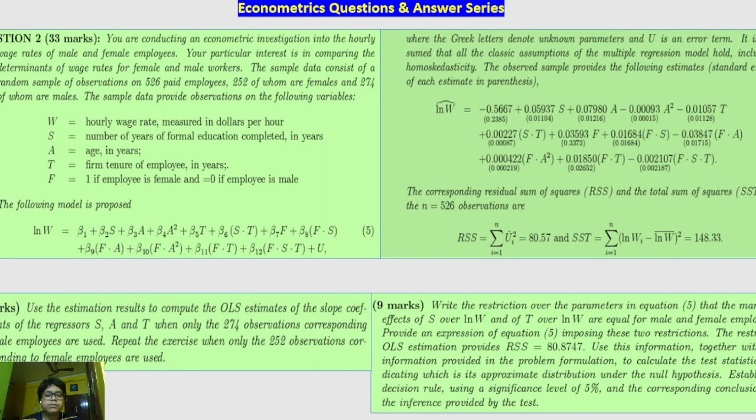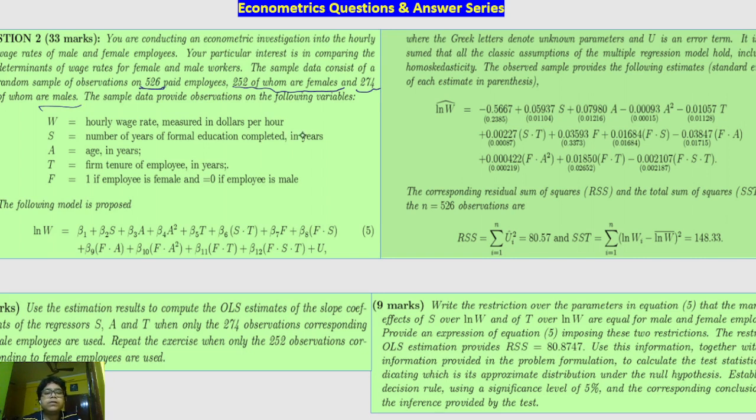In this question, it's about one economic investigation into the hourly wages of male and female employees, and we are going to compare the determinants of wage rates for male and female. We have the sample data of 526 paid employees, out of which 252 are females and 274 are males.